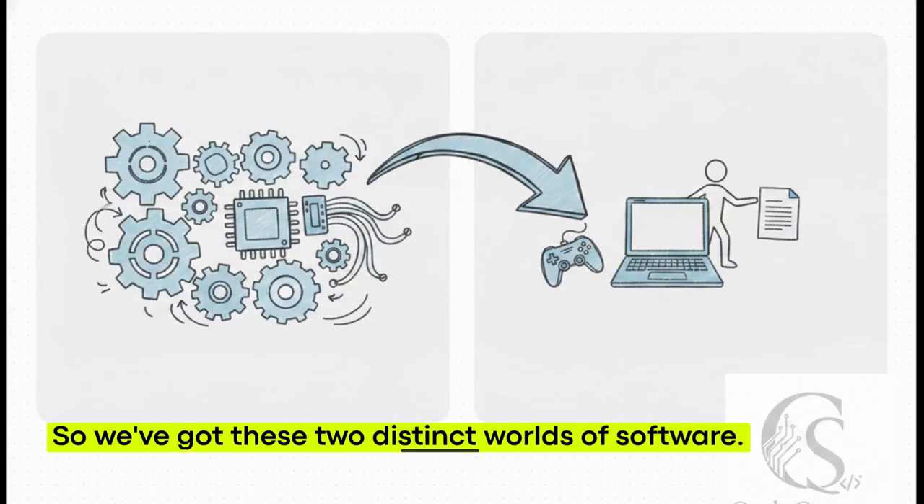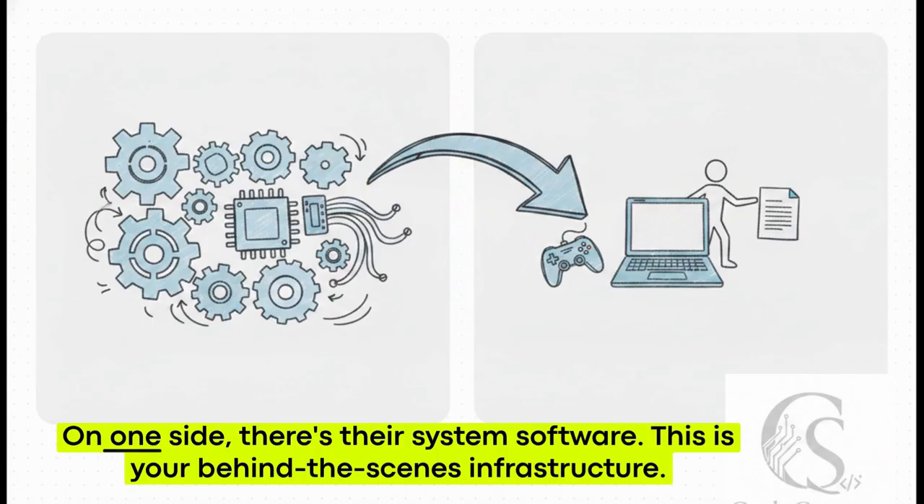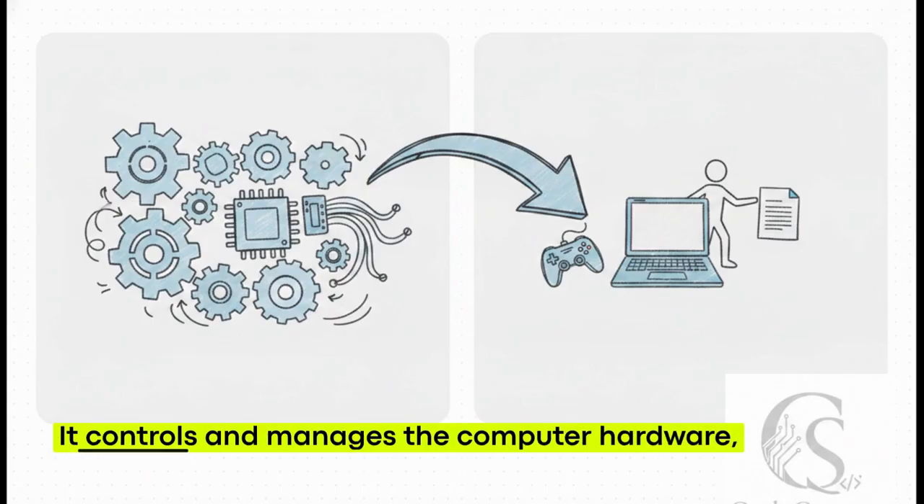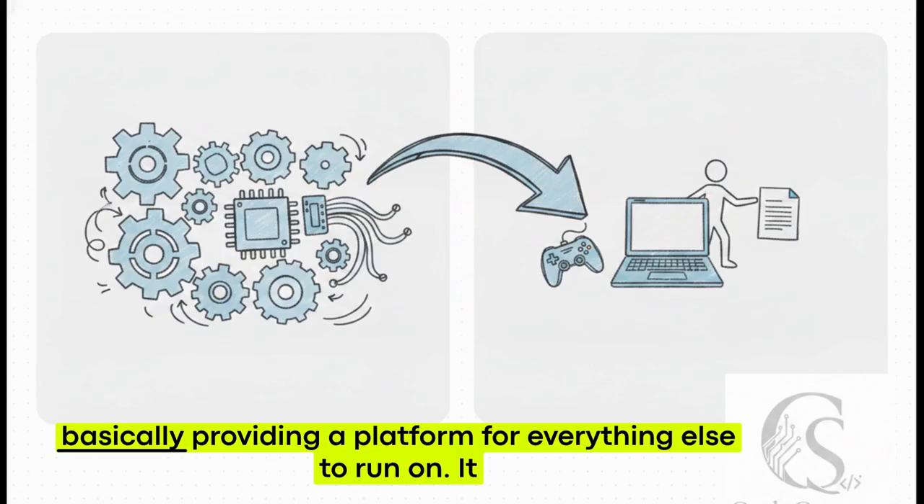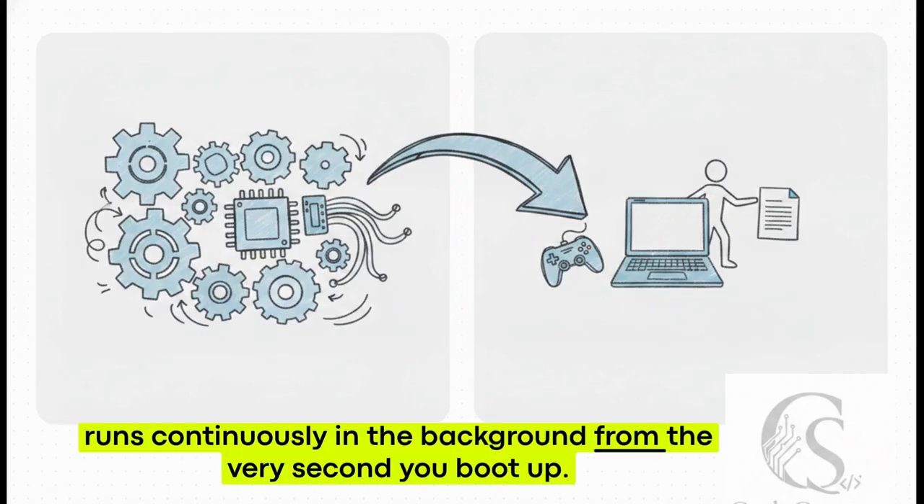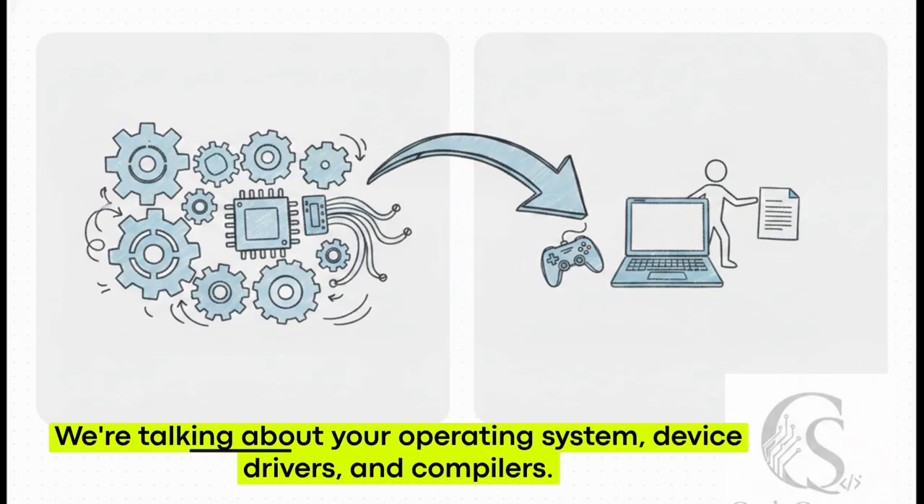So we've got these two distinct worlds of software. On one side, there's system software. This is your behind-the-scenes infrastructure. It controls and manages the computer hardware, basically providing a platform for everything else to run on. It runs continuously in the background from the very second you boot up. We're talking about your operating system, device drivers, and compilers.